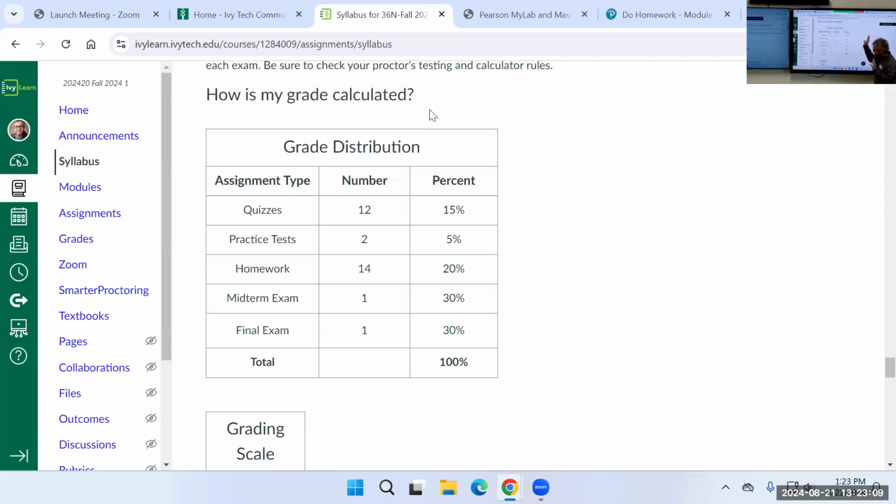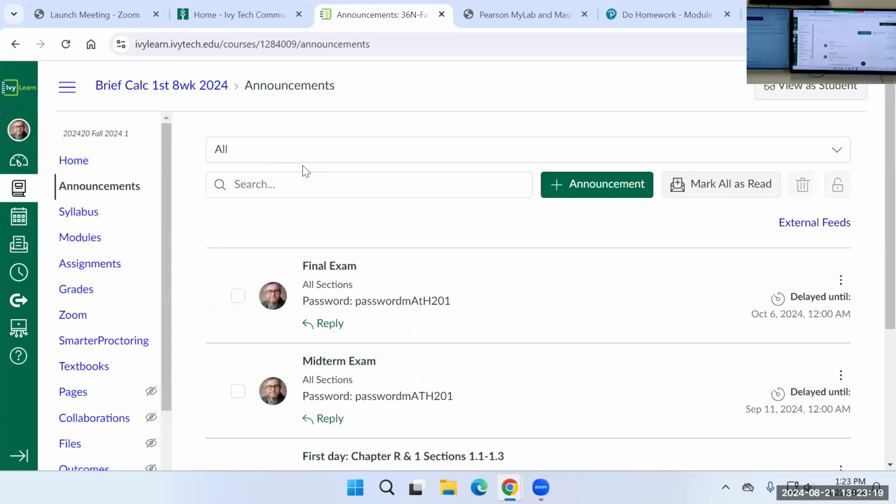So this is, I'll just end it with, this is how you'll be graded. Okay, this is the course setup. So that's the idea. Okay, but after class, where will you go?